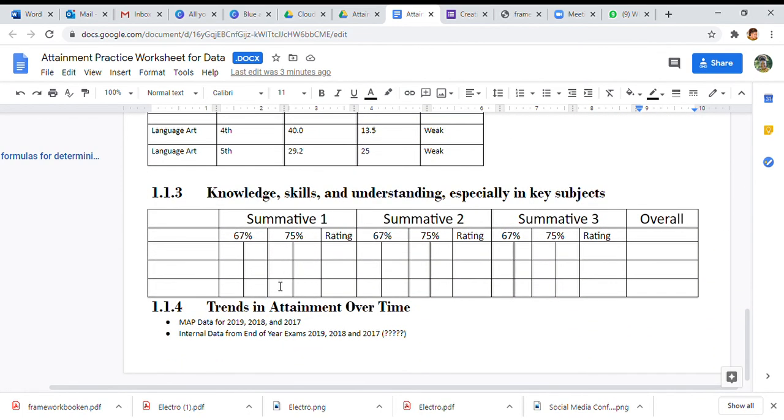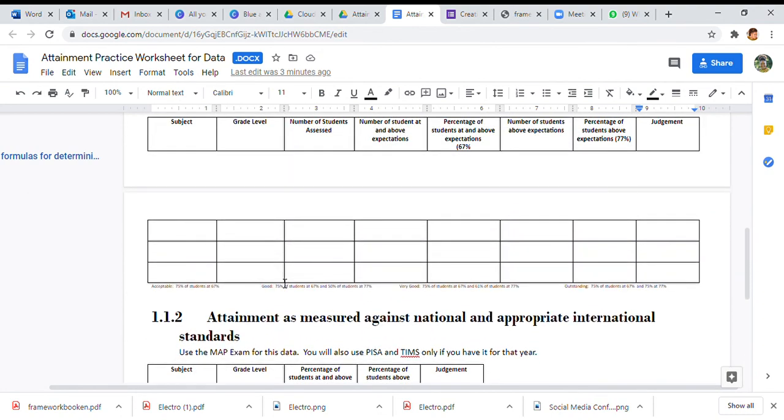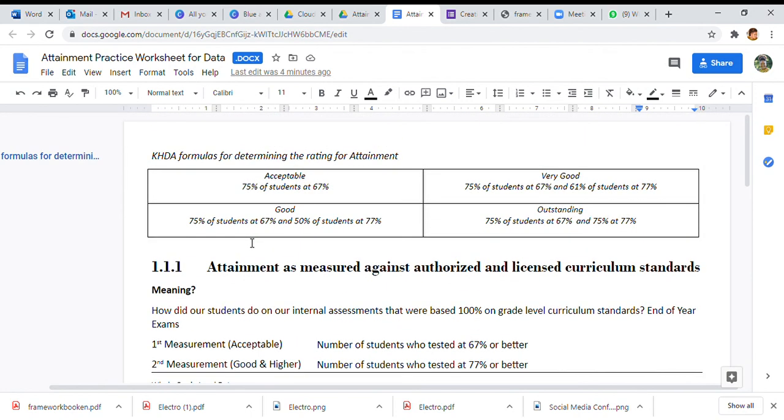But this is the information on how to score your attainment for your school, for your department, because this is done for each department, and exactly how it should look, and the formula is not negotiable. This is what KHDA expects. This is how they come in. This is how they review what you're doing for your school and how the rating should be for attainment.